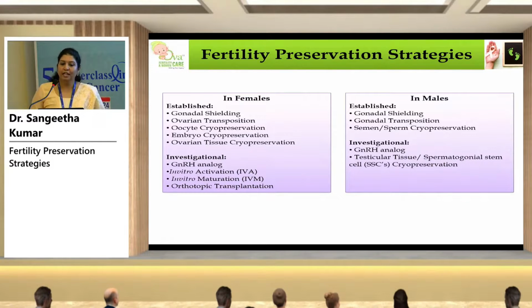Fertility preservation in female. The established ones are gonadal shielding, ovarian transposition, oocyte cryopreservation, embryo cryopreservation, and ovarian tissue cryopreservation. The investigational are GnRH analog, in vitro activation, in vitro maturation, and transplantation. Whereas in males, the established ones are gonadal shielding, gonadal transposition, and semen or sperm cryopreservation. In investigational, we have GnRH analog or testicular tissue or spermatogonial stem cell cryopreservation.